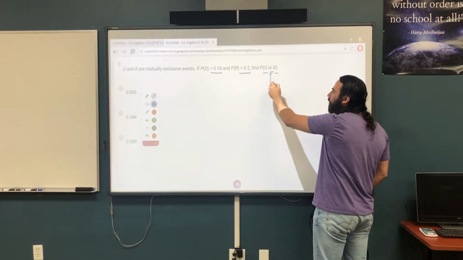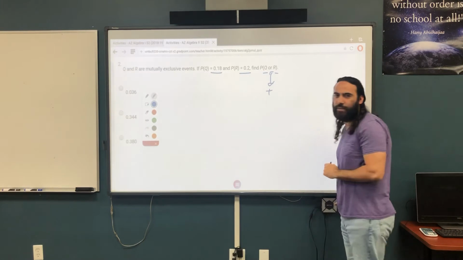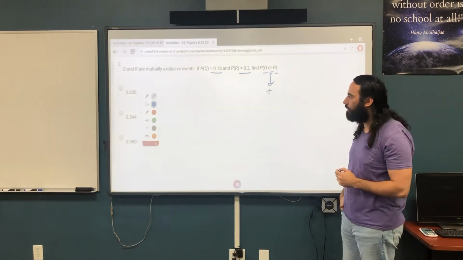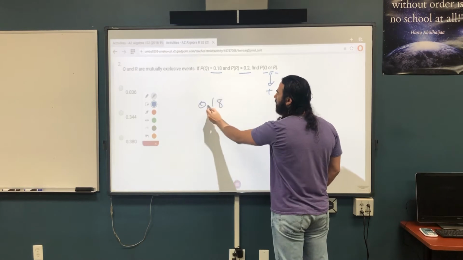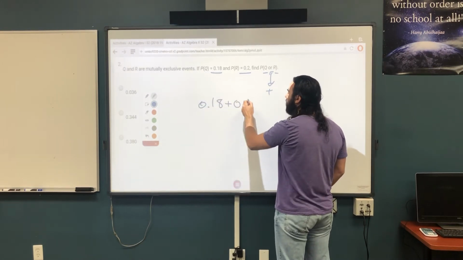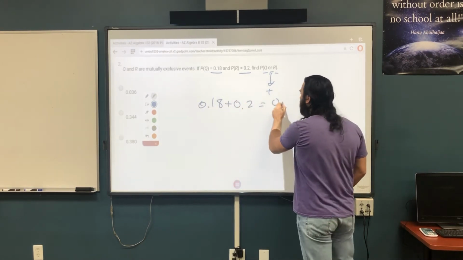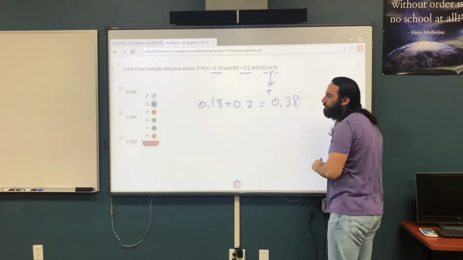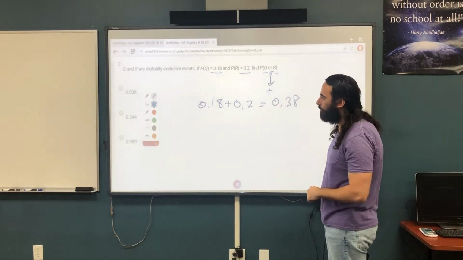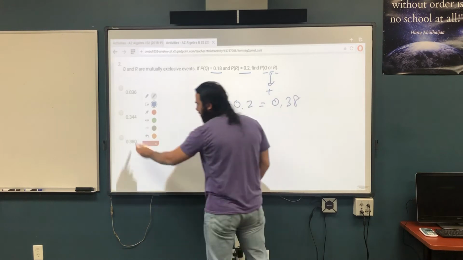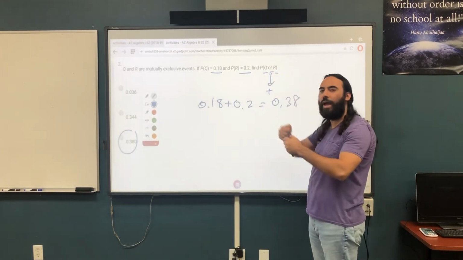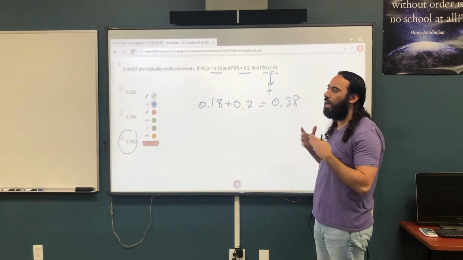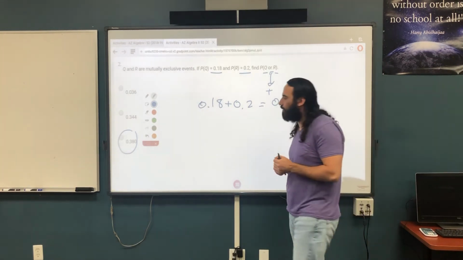Now when you have OR, it means that you need to put addition. You need to add the probabilities. So in this case, it's going to be 0.18 plus 0.2. It's going to be 0.38. And that is the answer, which is the last one. 0.380 is the same thing. Okay, guys? When you have OR, you add the probabilities. When you have AND, you multiply the probabilities.